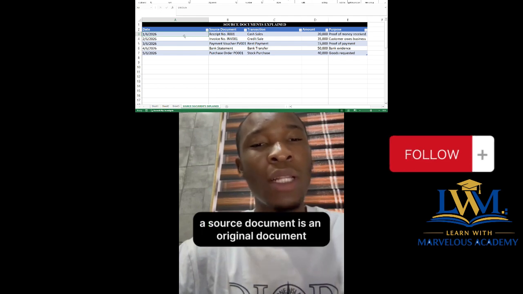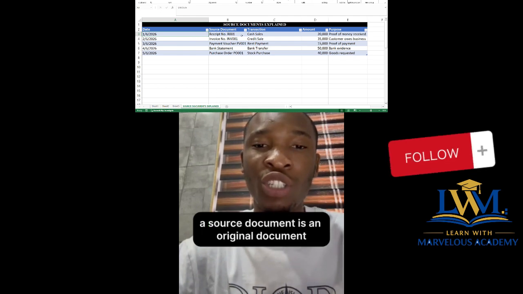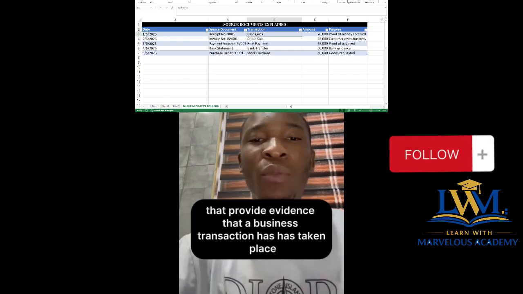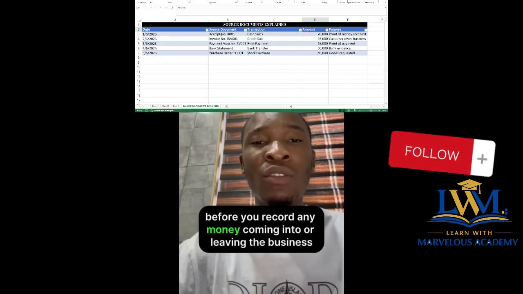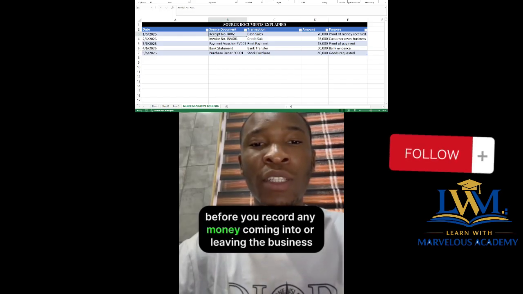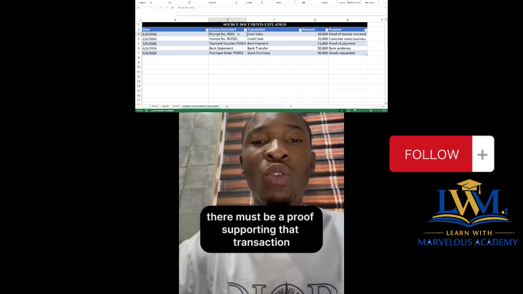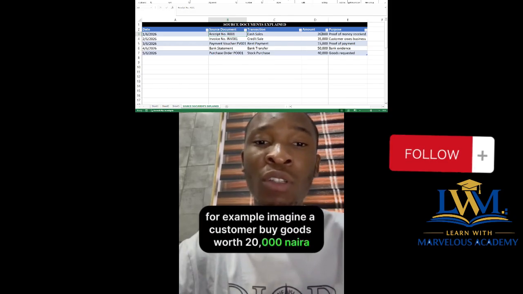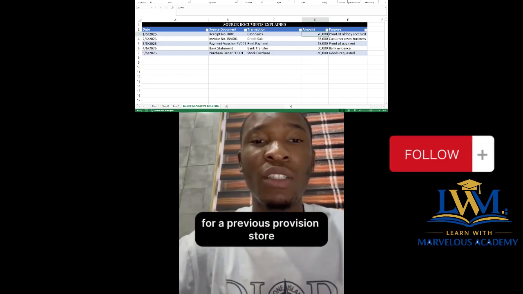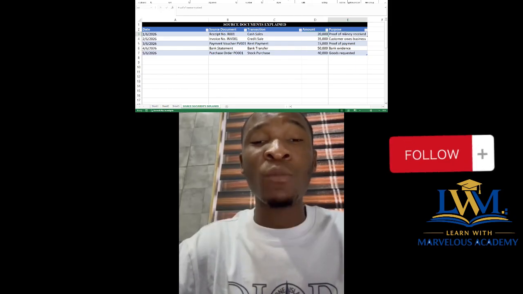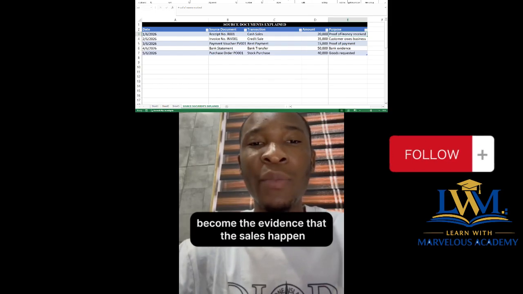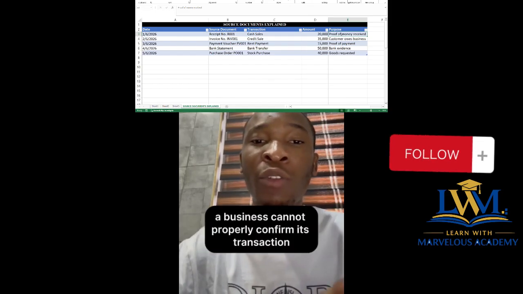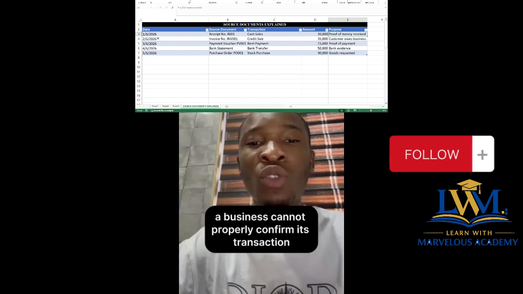A source document is an original document that provides evidence that a business transaction has taken place. In simple terms, before you record any money coming into or leaving the business, there must be proof supporting that transaction. For example, imagine a customer buys goods worth 20,000 from a provision store. The receipt issued to that customer becomes the evidence that the sale happened. Without a source document, a business cannot properly confirm its transactions.